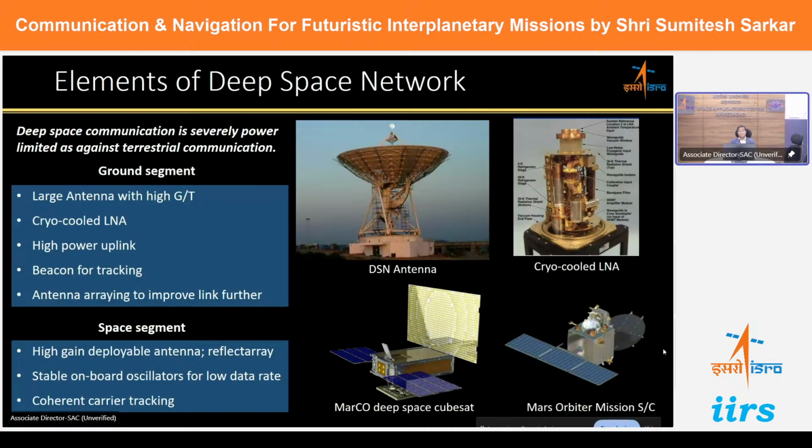And in the space segment, we definitely cannot put a very large antenna. There will be a small antenna, which can be easily mounted on a small satellite or probe. So the other side, the space segment, is normally very small compared to the ground segment. And of course, they have stable oscillators which maintain the frequency, and coherent carrier tracking. These are some specific requirements of the space segments.